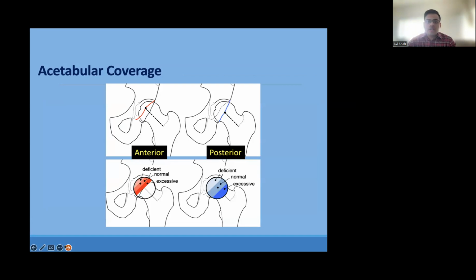So the acetabular coverage, the anterior and the posterior coverage, can be divided by the rule of thirds. Once you draw your line, the head is divided into thirds. For the anterior wall and for the posterior wall, we divide the ball of the femoral head into thirds. As you can see, the red is for the anterior wall. When you divide it into thirds, then based on where your anterior wall comes, you can by and large say it is deficient, normal, or excessive. Similarly for the posterior wall. So this is an easy way to get an idea of what kind of coverage you are looking at.